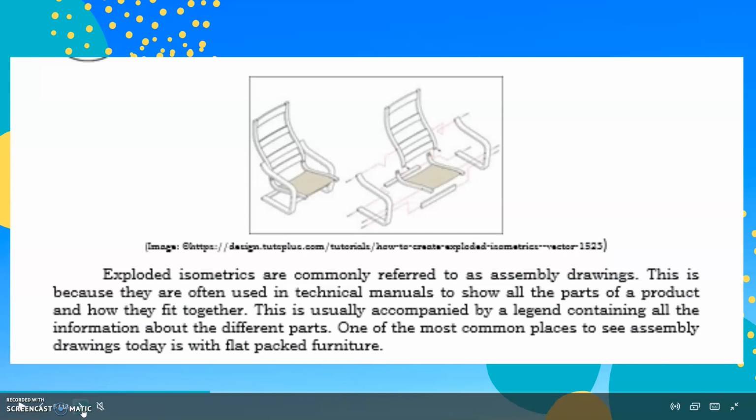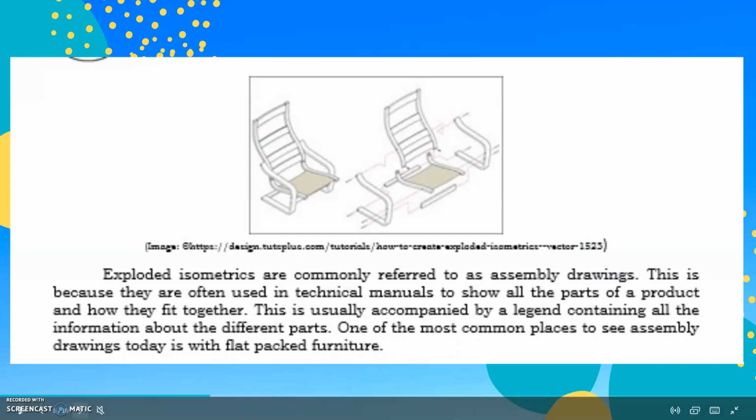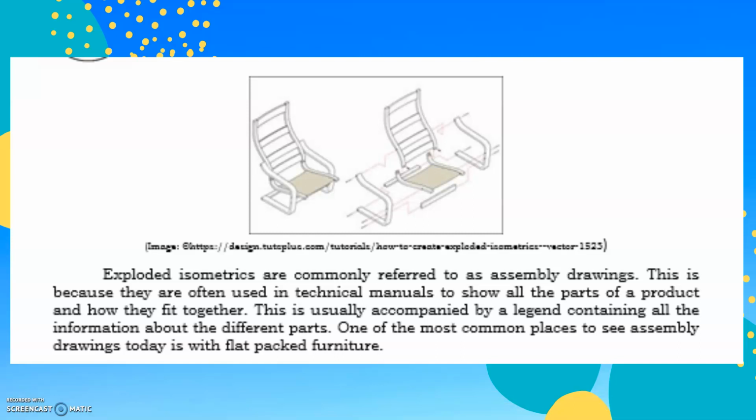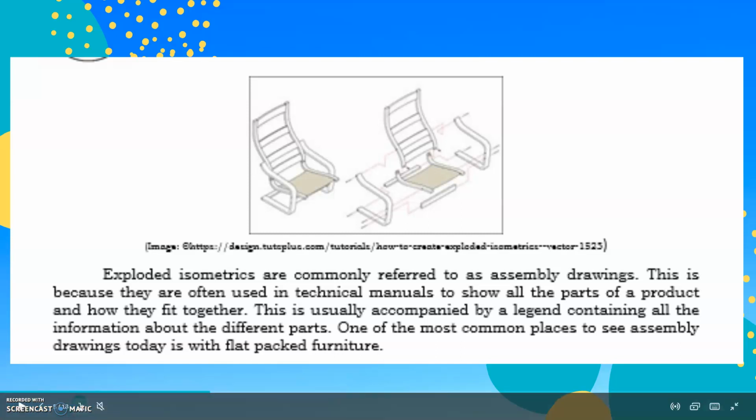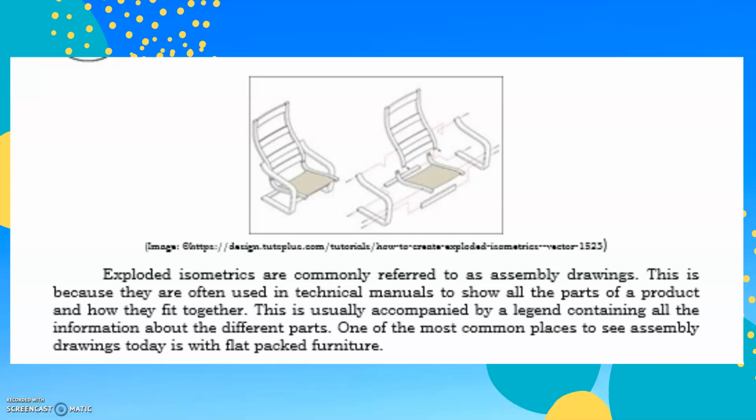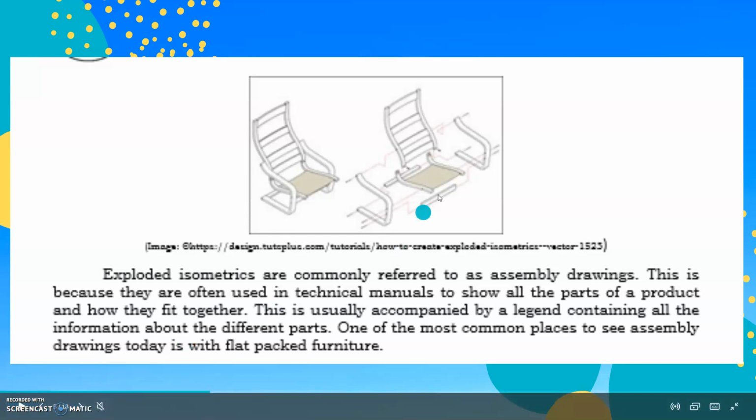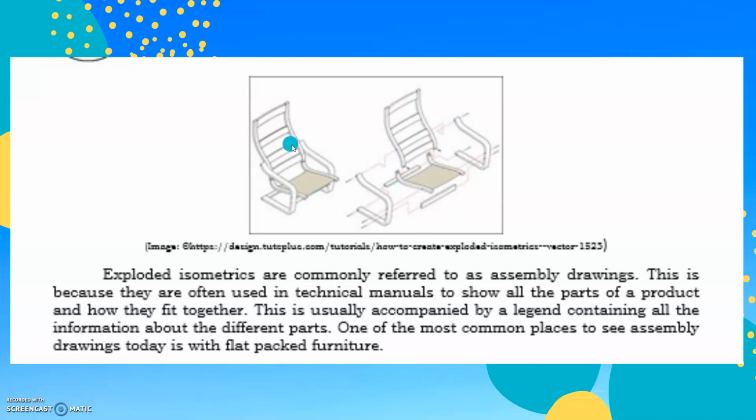As you can see in the picture above, there are two pictures. The first one, on the left side, is assembled, while the other one is disassembled. When we talk about exploded isometric, these are commonly referred to as assembly drawings. So the first picture is assembled, while this one is disassembled, commonly known as the isometric.